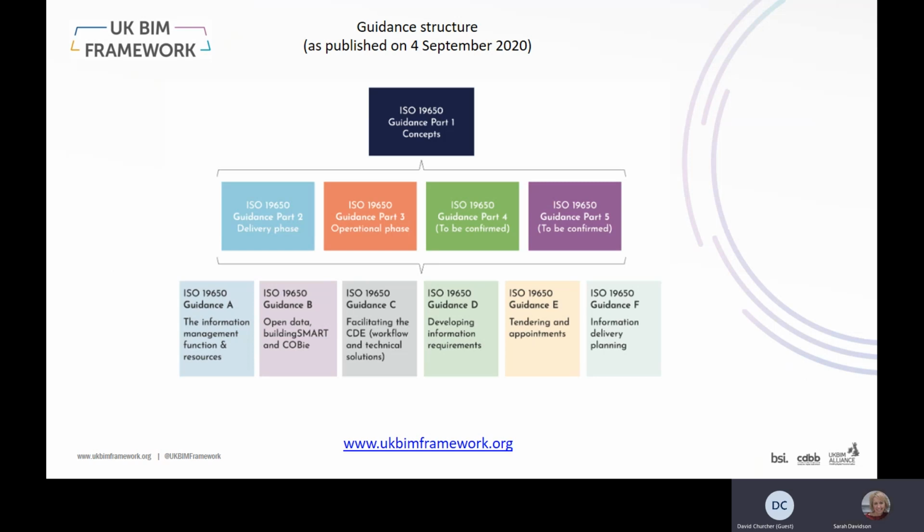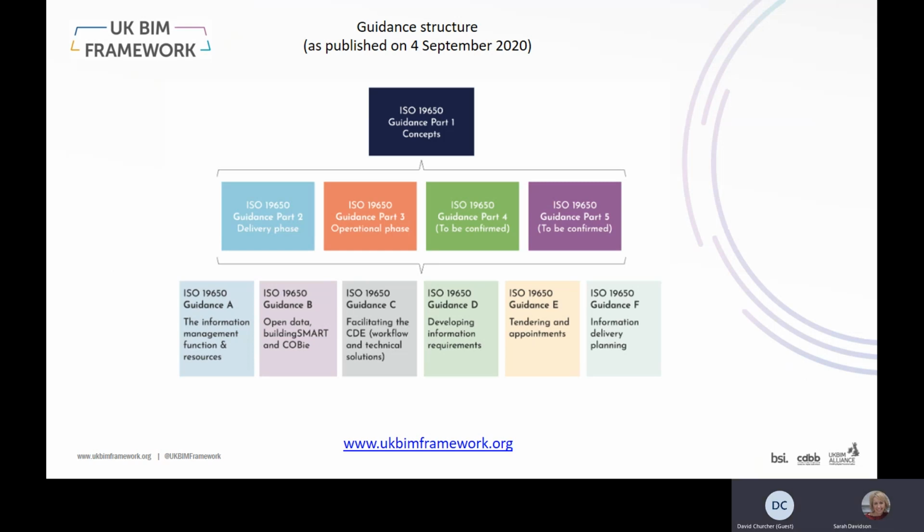So Guidance A covers the information management function and resources. It considers the activities that need to be carried out and offers a resource map supporting the information management framework. Guidance B covers open data and buildingSMART topics. It will also cover COBie, but this section is not yet written. And Guidance C covers the common data environment in terms of workflow and technology. It looks at assignment of metadata as required by the National Annex to ISO 19650 Part 2 as well.